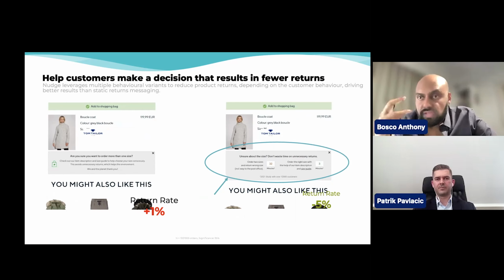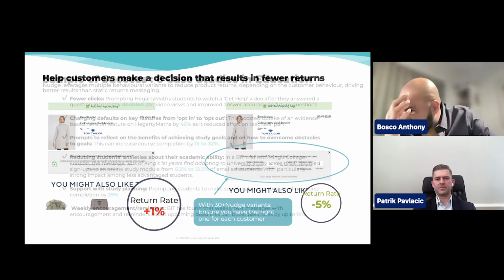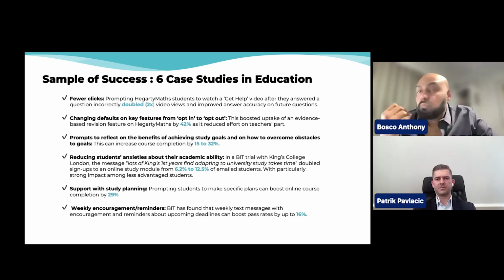And so all of these e-commerce ideas are now coming to the education sector. Where we're going to be applying the nudging system is to promote fewer clicks on websites, changing defaults on key features from opt-in to opt-out, prompts to reflect on the benefits of achieving study goals, reducing student anxieties about their academic abilities, support with study planning, weekly encouragement. But more importantly, this nudging system is now being introduced to the enrollment process as well.